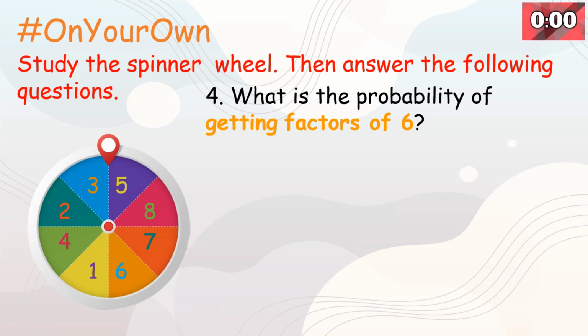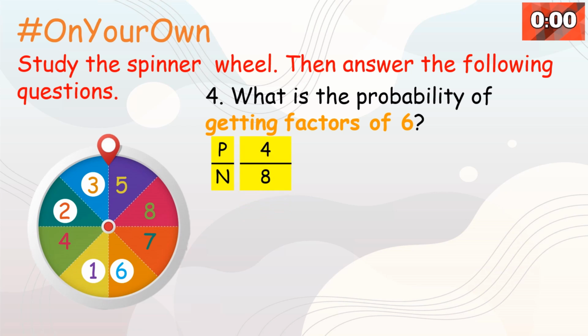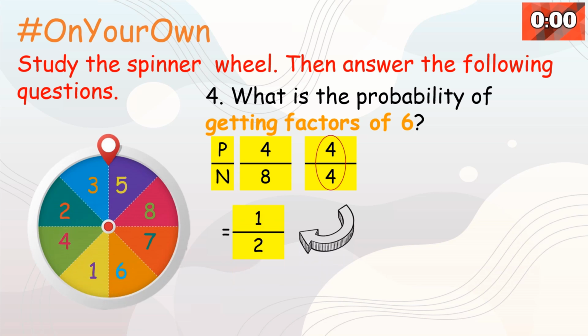Okay, time's up. The correct answer is, so since meron tayo ditong factor of 6 na 1, 2, 3, and 6. Yan po yung factor ng 6. So, 4. So, therefore, P over N is equal to 4 over 8. So, 4 times po yung factor natin sa 6, which is 1, 2, 3, and 6. Then, ilang times yung iikot? Ang pagpipilian natin is 8. So, 4 over 8, the common factor of that is 4. No? 4 divided by 4 is 1. And 8 divided by 4 is 2. So, therefore, the correct answer for number 4 is 1 half.